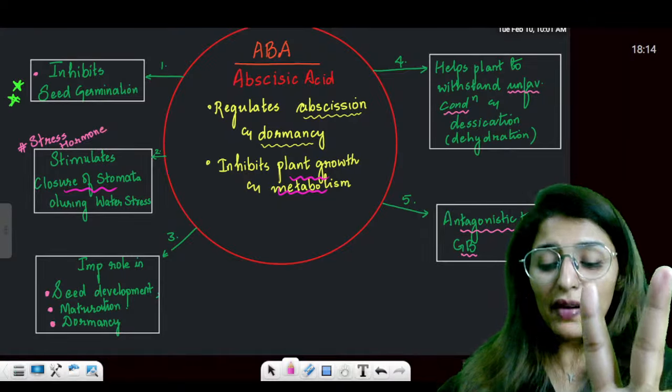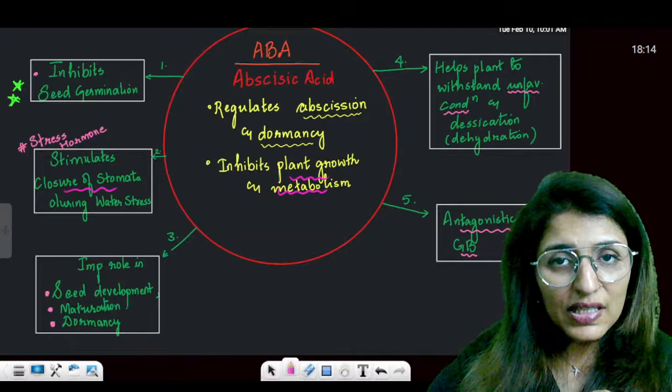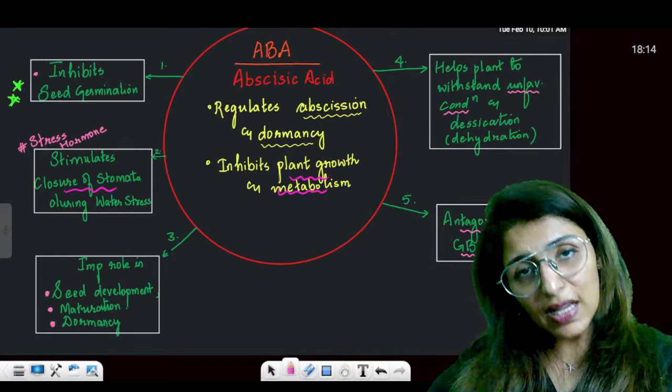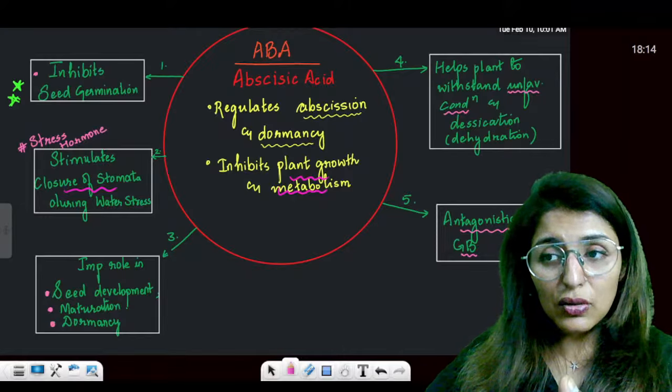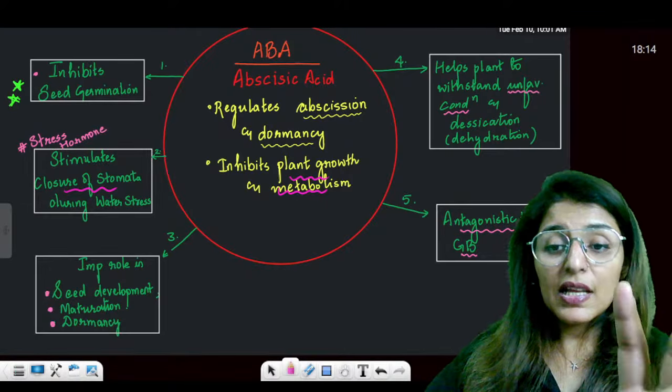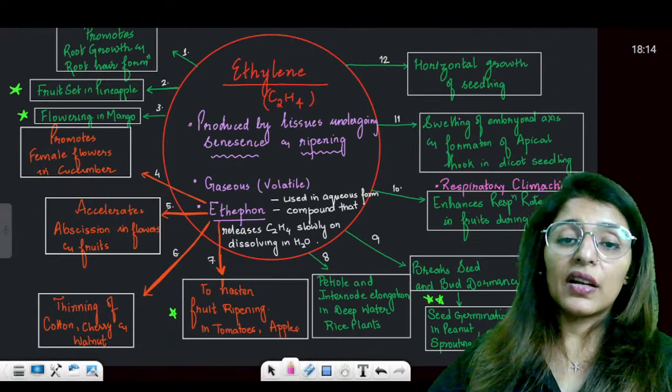So far you have learned two sets of antagonistic hormones. One is auxin and cytokinin. Auxin causes apical dominance, cytokinins are against it, so they help in overcoming the apical dominance. Second, ABA and gibberellic acid. So these are the two sets of antagonistic hormones.